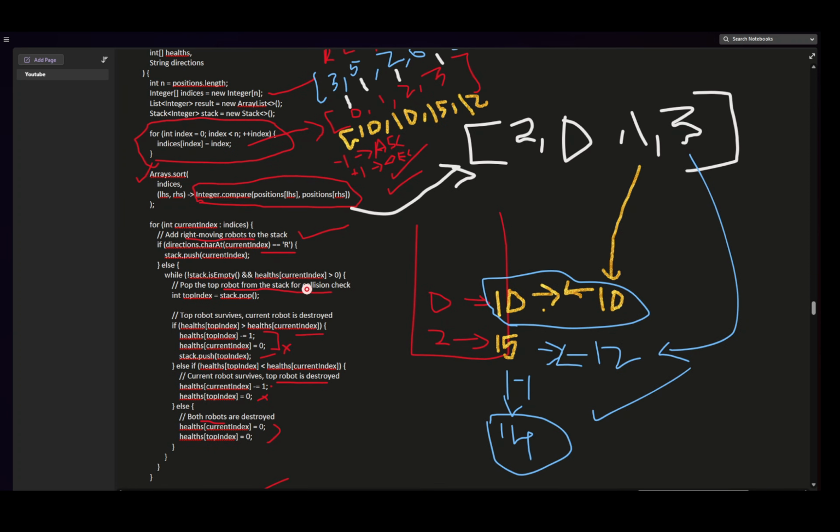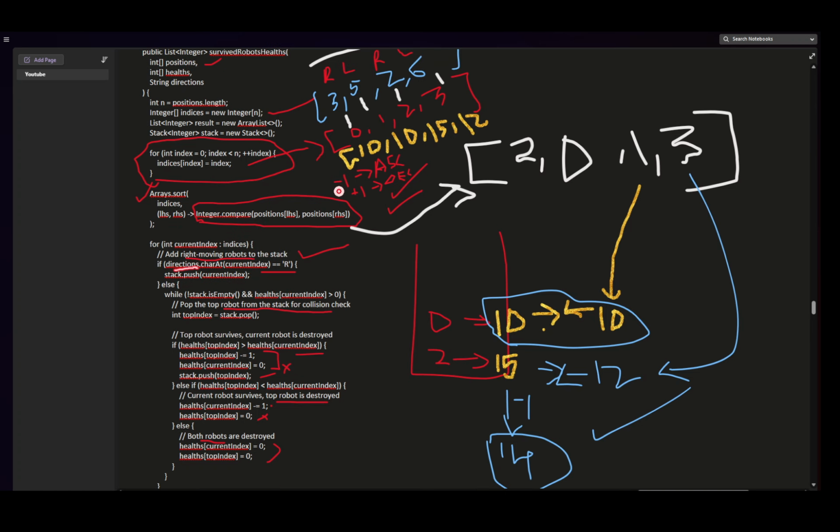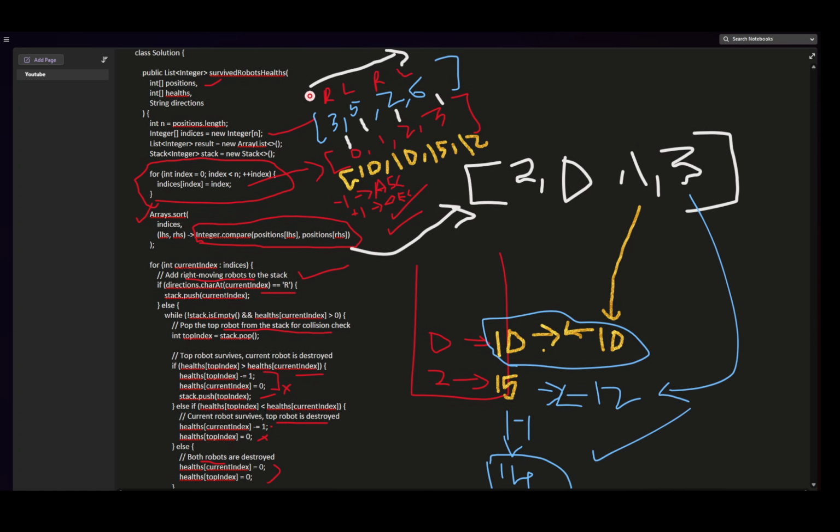I will traverse in one iteration, checking the positions, directions and health. Here you can see we are adding the right moving robots to the stack. We have to add the right moving robots, but how can we check that? With the help of direction. We have the directions written on top: right, left, right, left. So position 2 is here, and the respective direction is right, R.